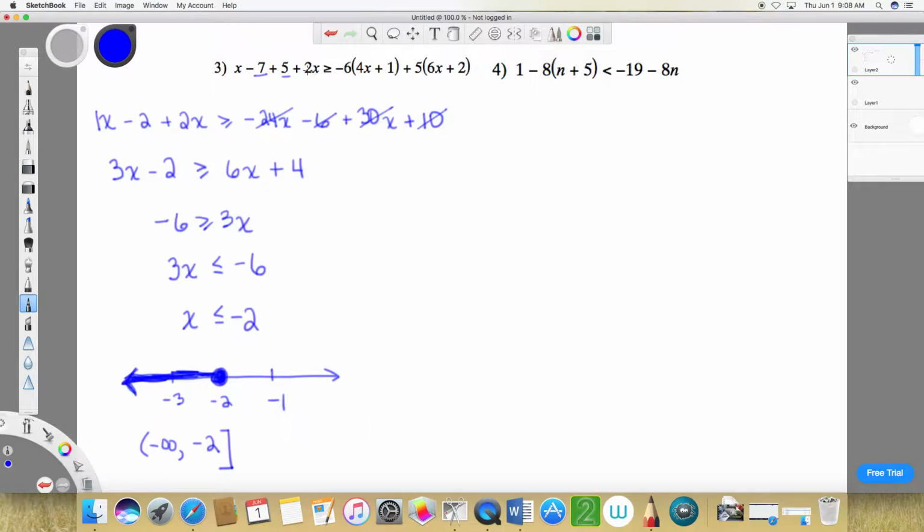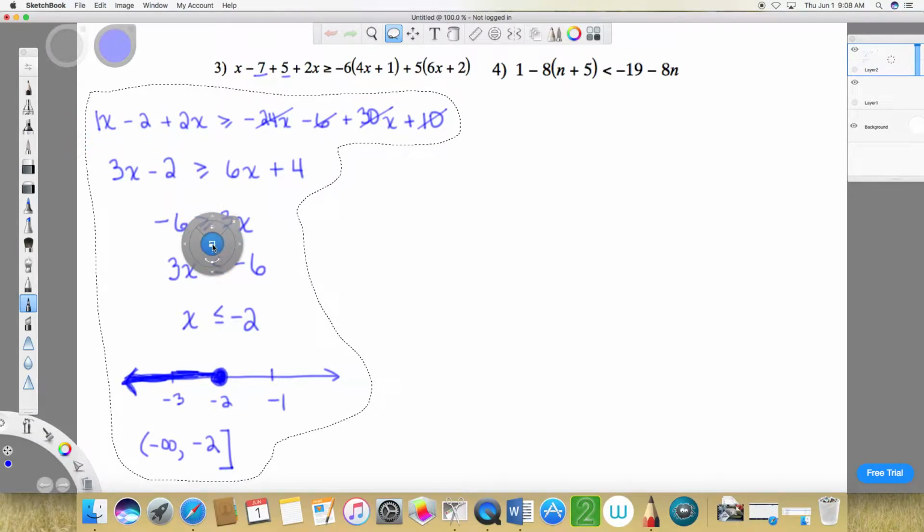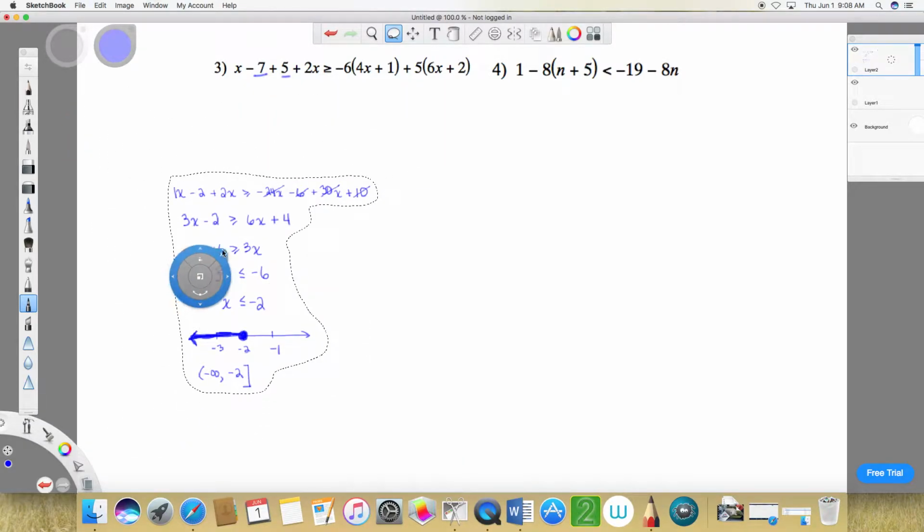All right, so let's take a look at this next one. Try to shrink this up a little bit, give myself a little bit of room if I do need it.